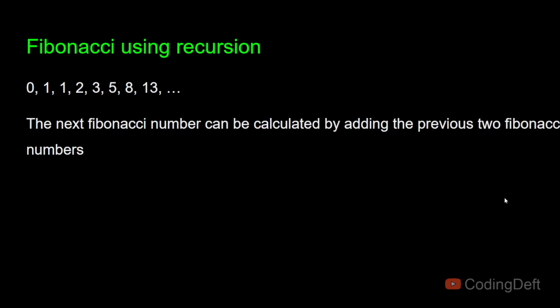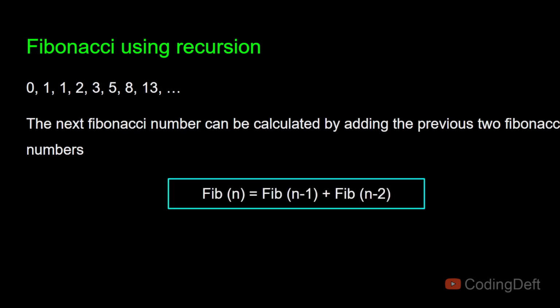In the previous video, we have seen what is recursion. So let us implement Fibonacci series using recursion. We already know what a Fibonacci series is. As a quick recap, the next Fibonacci number can be found by adding the previous two numbers. So we can write the formula for a Fibonacci number like this: Fibonacci of n is equal to Fibonacci of n minus 1 plus Fibonacci of n minus 2.